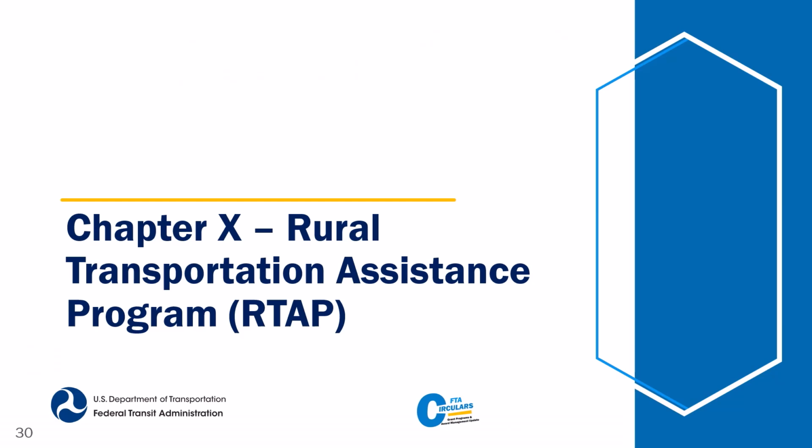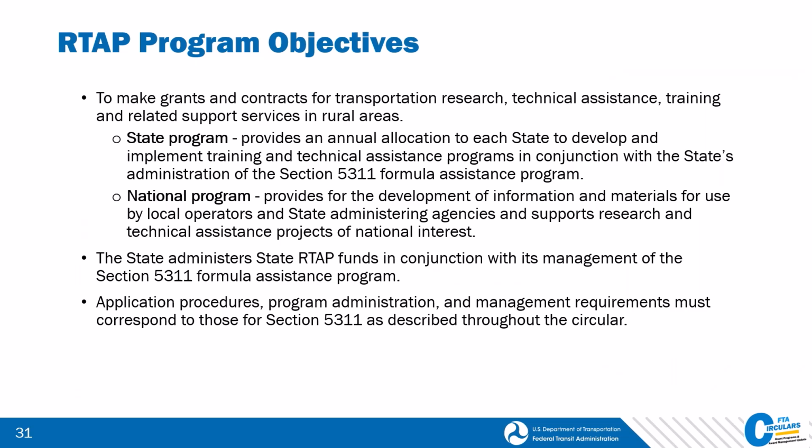Circular Chapter 10 deals with the Rural Transportation Assistance Program, or RTAP. RTAP program objectives are to make grants and contracts for transportation research, technical assistance, training, and related support services in rural areas. The state program provides an annual allocation to each state to develop and implement training and technical assistance programs in conjunction with the state's administration of the Section 5311 Formula Assistance Program.